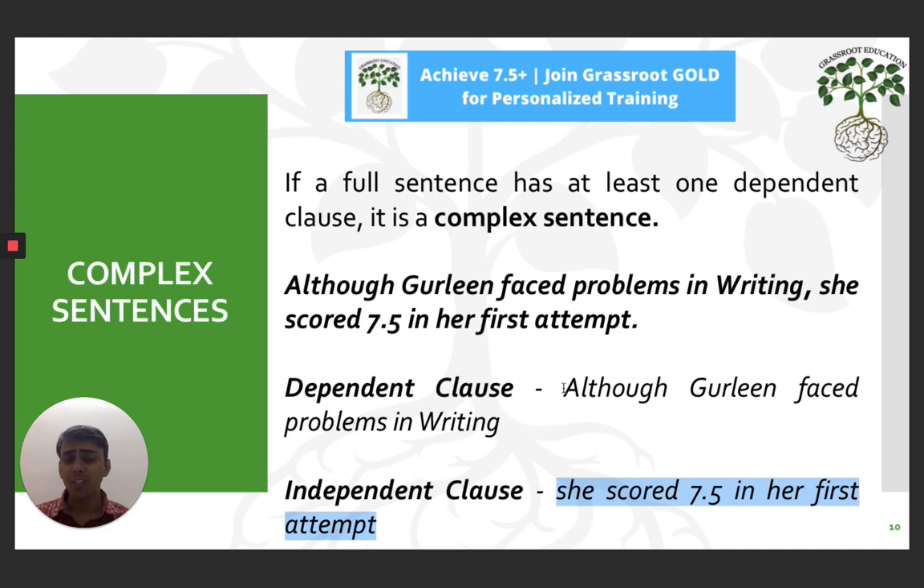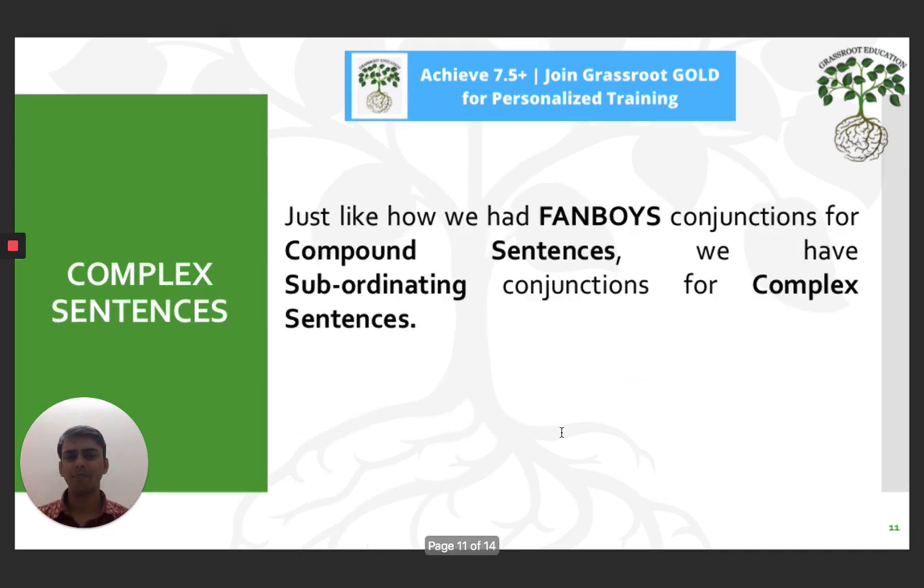But can you say this? Although Gurleen faced problems in writing and then put a full stop there? Well, you can't. It's incomplete, right? So you're using a dependent clause. So there you go. Your complex sentence is ready because you used at least one dependent clause, right? So remember this, just like how you had fanboys conjunctions for compound sentences, you have something called subordinating conjunctions for complex sentences. Okay?